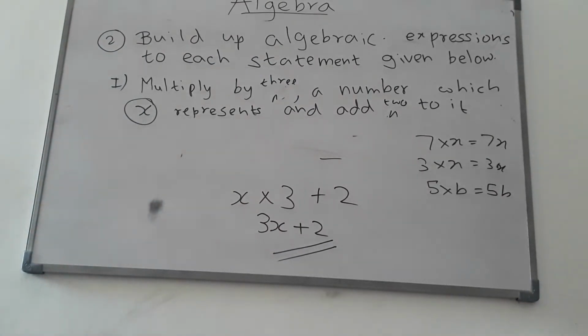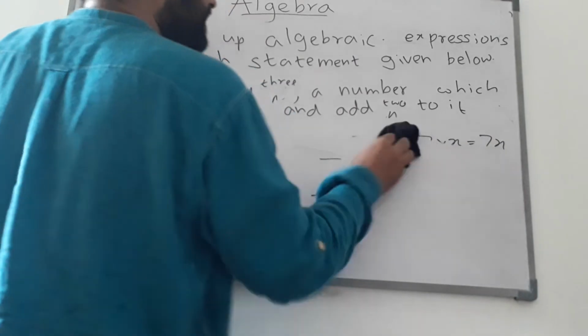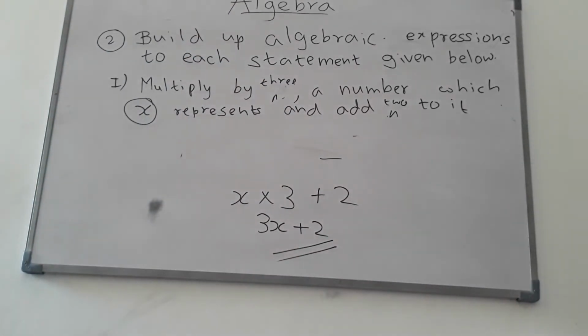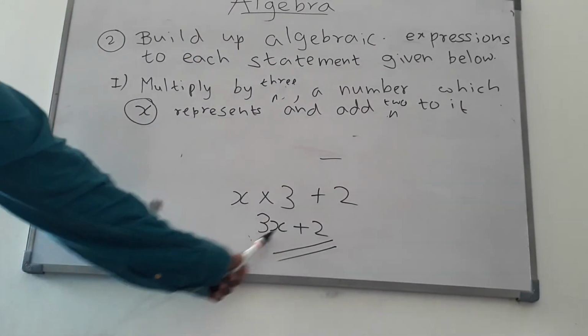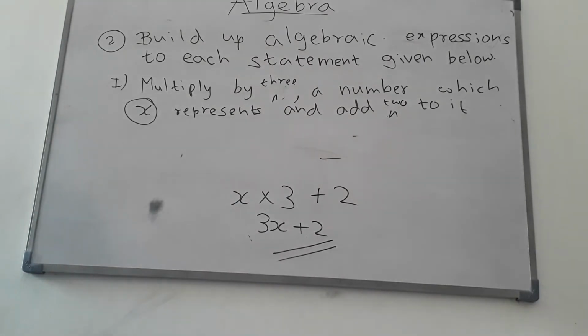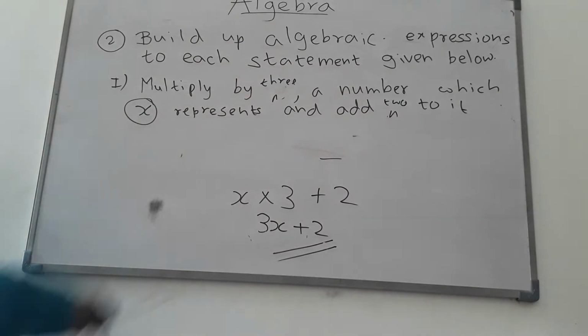Okay. When a number is multiplied by an algebraic term, we have to write the number first. So x times 3 means 3x plus 2. More than that we can't simplify. One is an x term, other one is a number term. Next question.